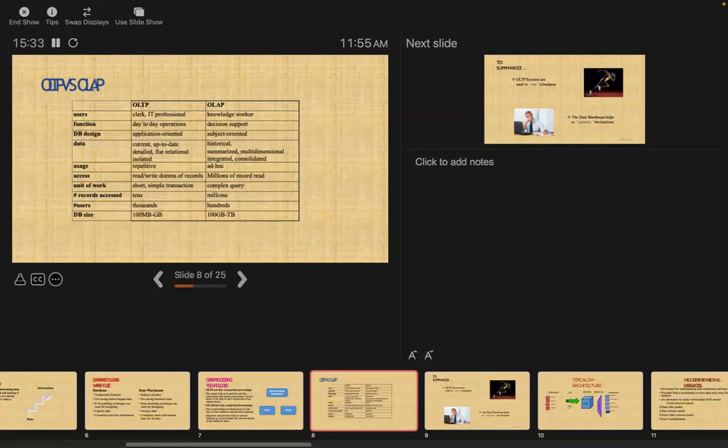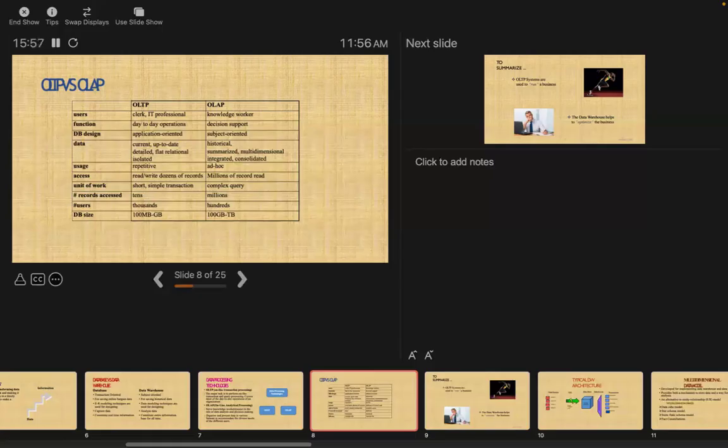Records access. So how many records may be needed at a time for a user purpose, for, say, an IT professional or clerk? He needs only tens, that amount of records. But in the case of OLAP, as we are performing some crucial operations, we have to rely on more data, that is millions.